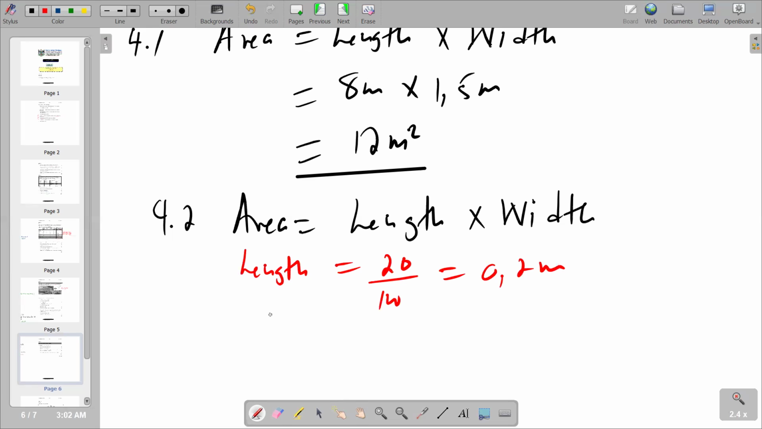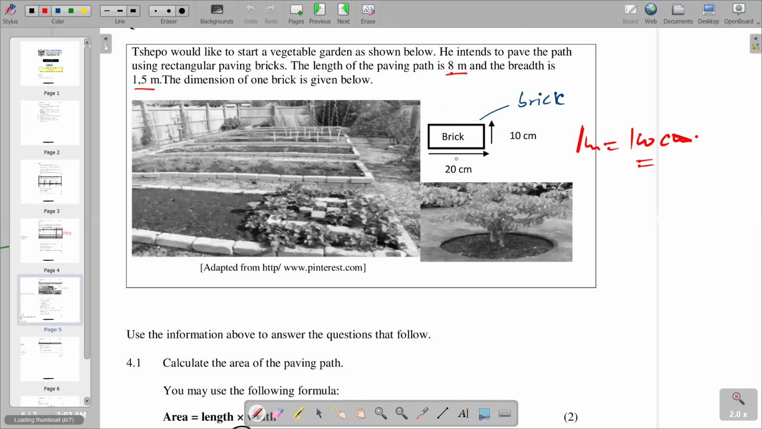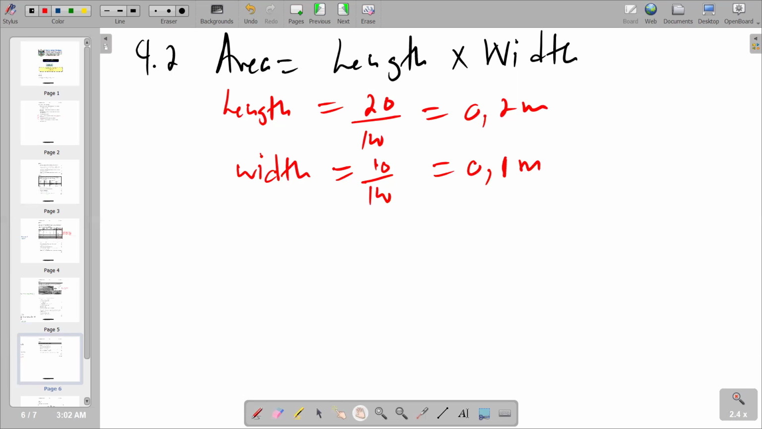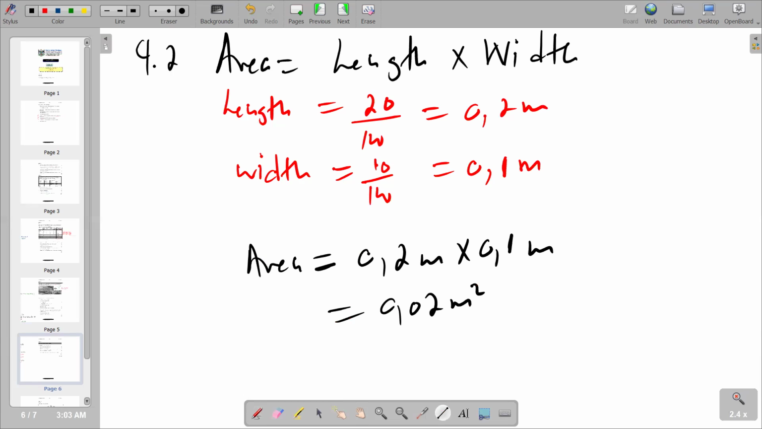And then we have got our width, which is equal to 10 divided by 100. And we're going to get 0.1 meters. So these are the measurements that we have. Then we proceed with our calculation. Length times width, we are now saying area is equal to 0.2 meters times 0.1 meters. So in that sense, the answer that we are supposed to get becomes 0.02 meters squared. So this becomes your area.